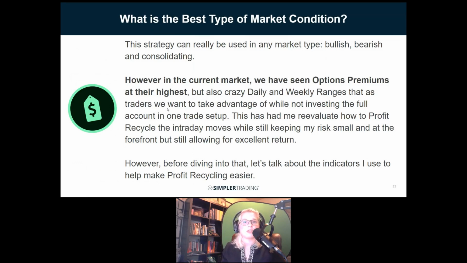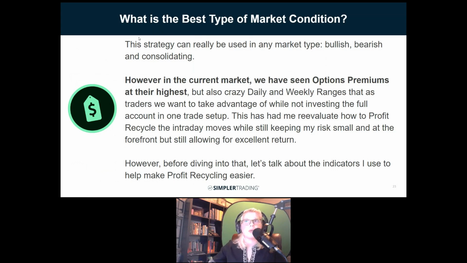But what has been especially tricky the past year was how much some of these options cost whenever I used it with the traditional sense of profit recycling. For those of you who are familiar with the strategy, it was just too expensive. It would have literally taken sometimes my entire account just to get into one trade idea. And that's just not going to happen. And so it had me reevaluate things to keep that risk small, but still allowing myself to really have excellent returns and not necessarily limit them.